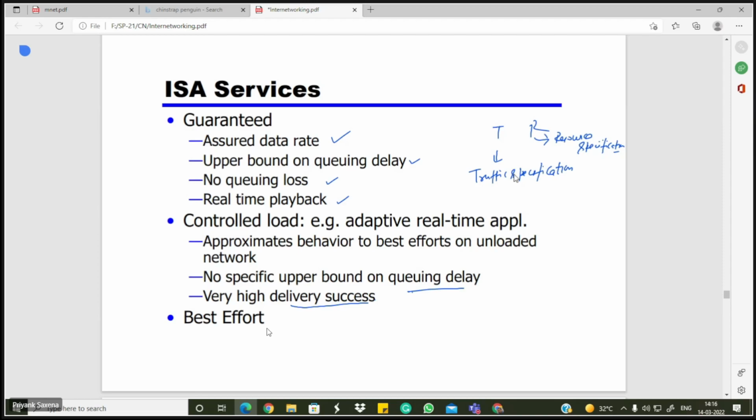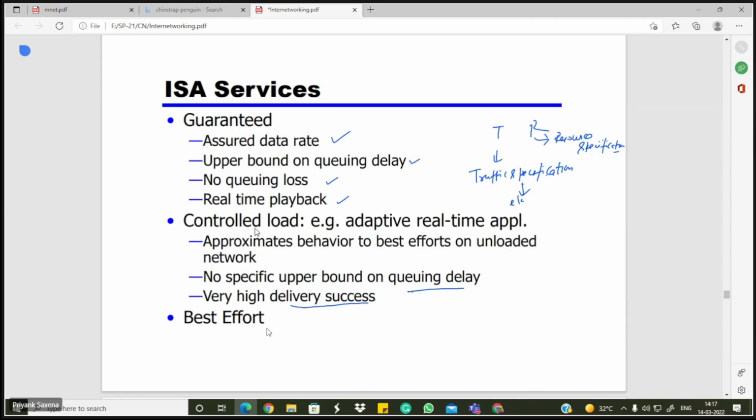if this specification exceeds, because what is the traffic characteristic? I told you there are two types of traffic specification: elastic traffic and inelastic traffic. As long as this traffic is within the limits as per the contract, the quality of service is being provided. But wherever the traffic specifications are exceeded, it provides the best effort service. Similarly, for resource specifications, there are two bits, T and R specifications: traffic specifications and resource specifications.